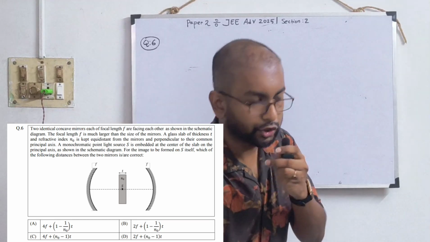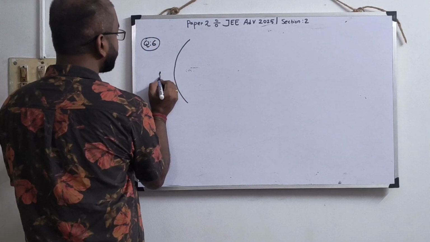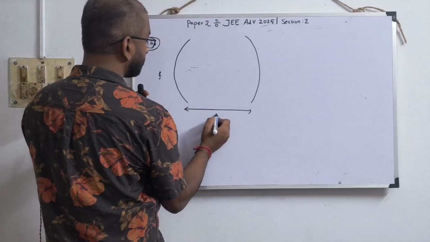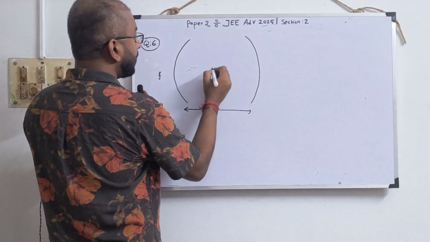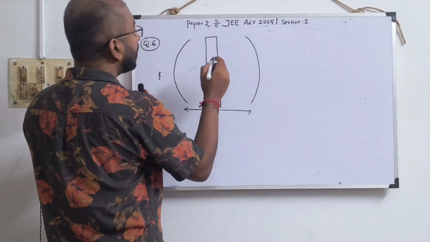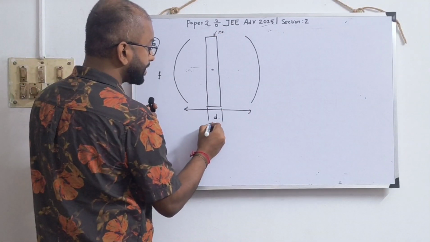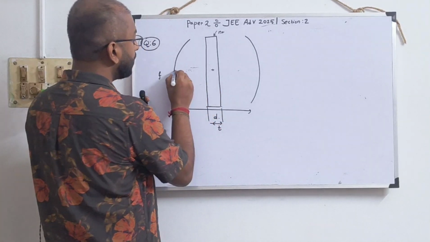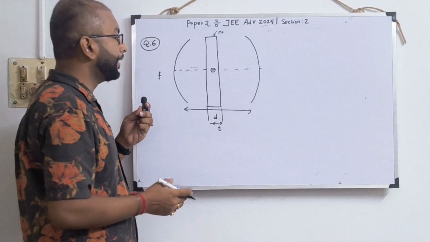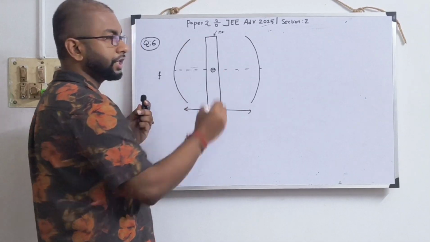For the image to be formed on S itself, which of the following distances between two mirrors is or are correct? So first we will draw the diagram. There are two concave mirrors of focal length f kept at some distance d away from each other, and exactly at the middle there is one slab of refractive index n naught, and the thickness of the slab is t, and exactly at the middle there is one point source S kept, and I have to find out the distance between the two mirrors if the image is formed on the object itself.